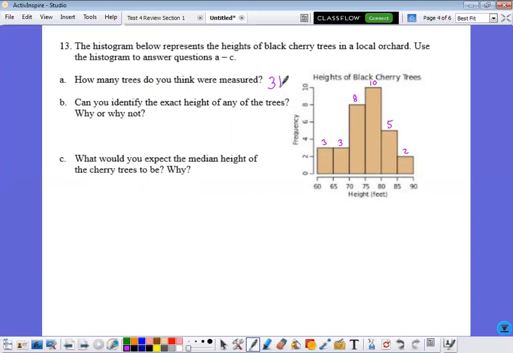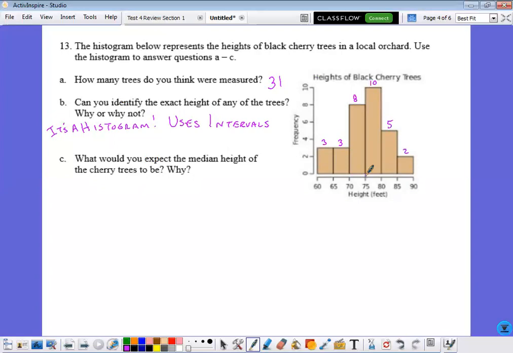It says, can you identify the exact height of any of the trees? Why or why not? Remember, this is a histogram, so we don't know the exact height. We know intervals. So I'm just going to say it's a histogram. Uses intervals. So we're not going to have exact heights. So if somebody were to say, hey, based off of this, how many trees were 73 feet tall? You'd have no clue. You know that 8 trees were in between 70 and 75, but that'd be it.